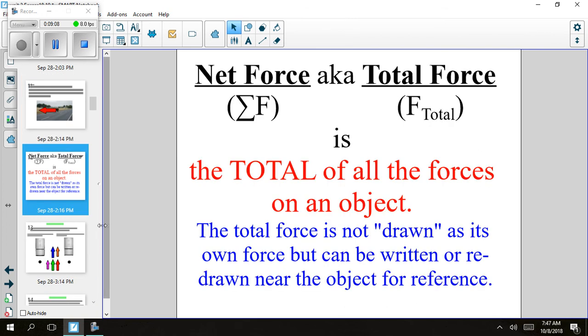Alright, so net force and total force. The total force of all the forces on the object is going to be the same as our net force. Basically, we're just adding all of them together to see what the total force is acting on that object. It's just the sum of all of them. That's what that little sign means.